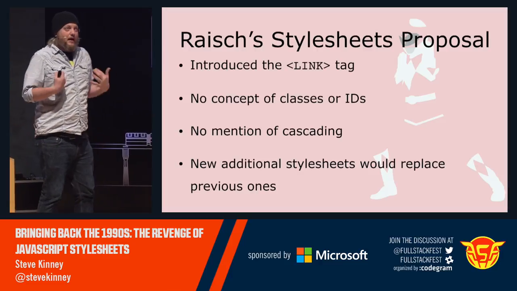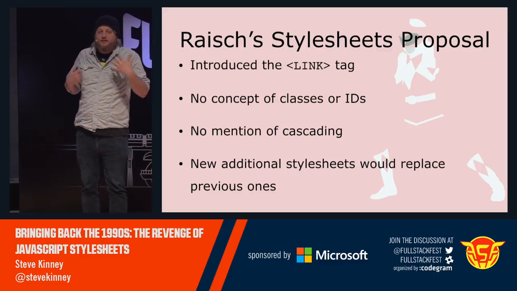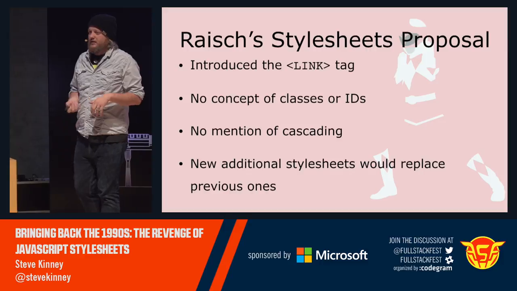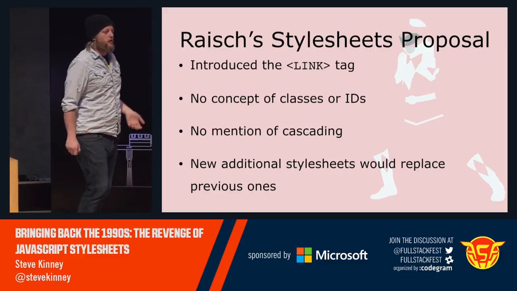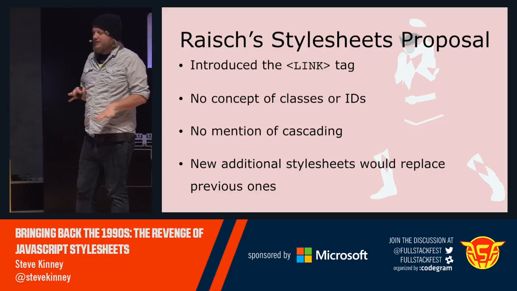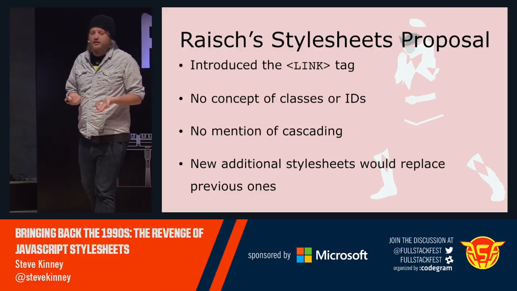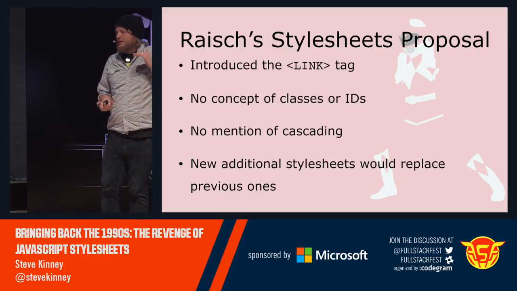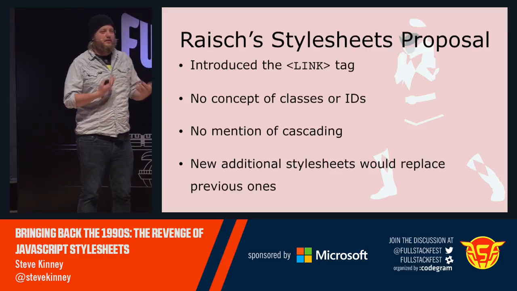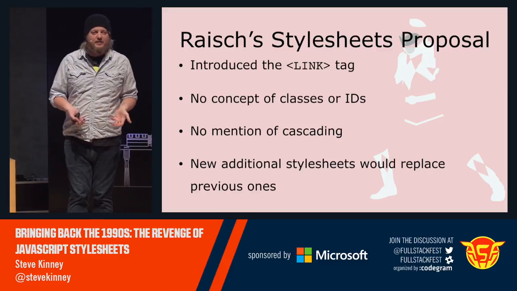And there were a lot of ideas in this initial proposal that were kind of cool, right? Like there's the idea of a link tag where we could link to a style sheet. But there was no concept of classes or IDs. It was changing H1s, paragraphs, anchor tags, and the such. There's no talk about cascading yet or how exactly that works, which is a problem that would need to get solved eventually, as we see. And if you put a second style sheet in there, it would replace the previous one.